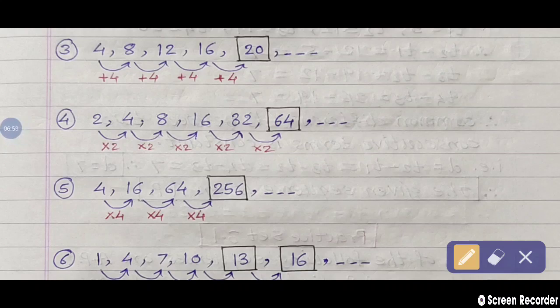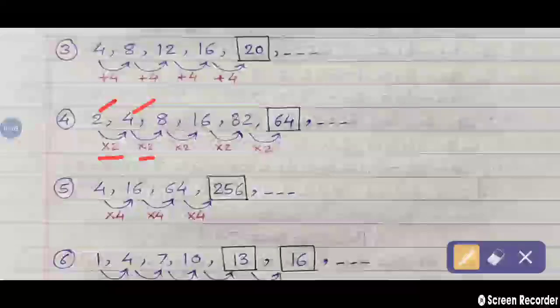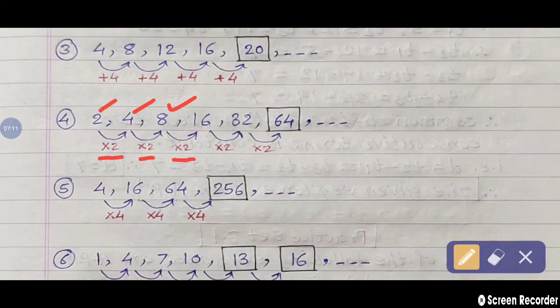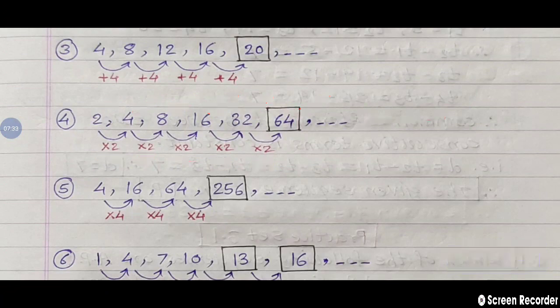So what is the relation? See there. 2 multiplied by 2. Multiplication is there. 2 multiplied by 2, then we obtain the second term, that is 4. 4 multiplied by 2, then we get 8. 8 multiplied by 2, then the fourth position number 16. 16 multiplied by 2, then we get the fifth position number 32. What is the next position number? 32 multiplied by 2, then we get the sixth position number, that is 64. So this is the relation between the consecutive numbers, forming the sequence here also.